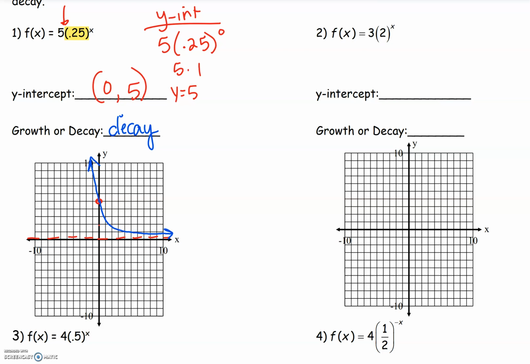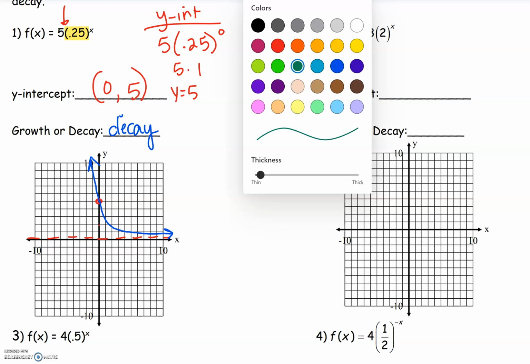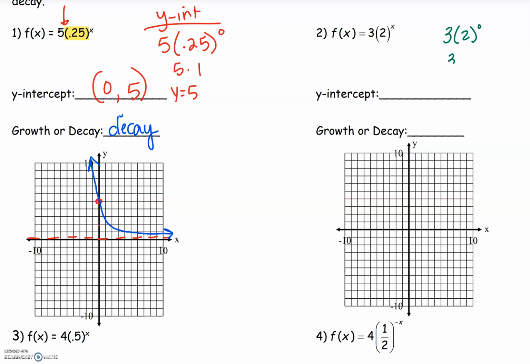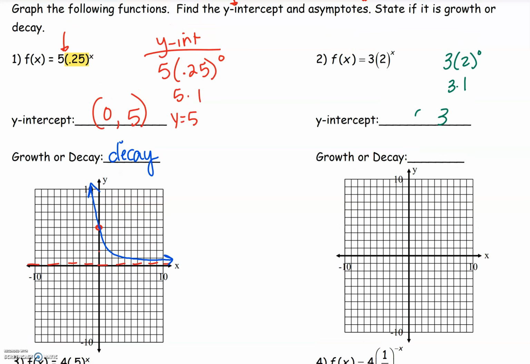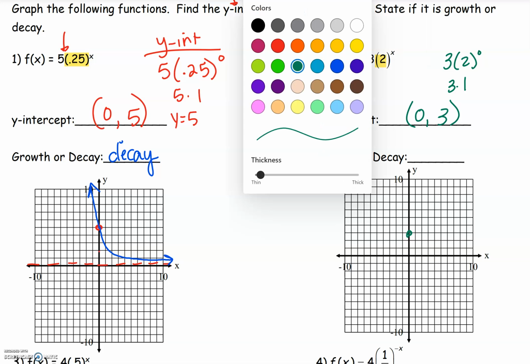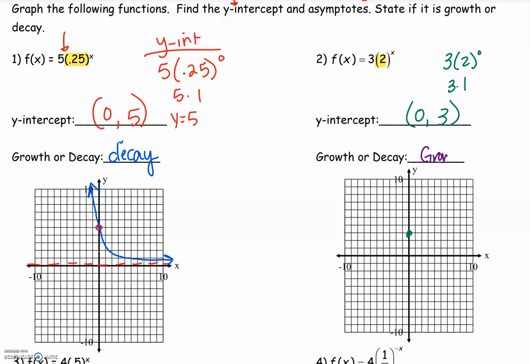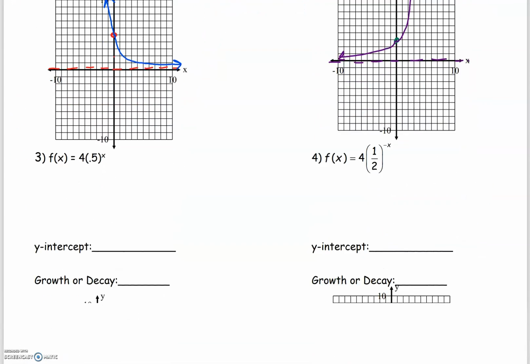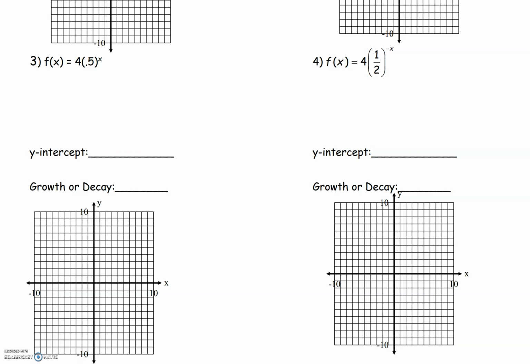So for number 2, if we plug in a 0, again, that's just going to give us 3 times 1, or 3. And our intercept is 0, 3. And so we need to now look at, are we a growth or a decay? So this being a 2 means that it is a growth. And so we're going to go up. And again, we don't ever go below our x-axis where our horizontal asymptote is. And then I want you to try number 3 on your own. Pause the video, try it, and push play to check when you're ready.